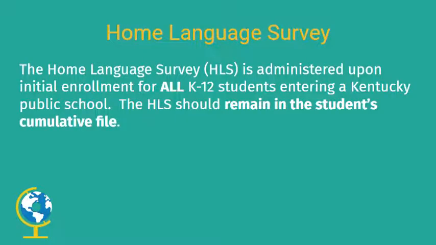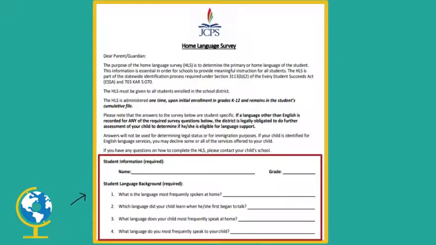All local school districts are required to administer a home language survey, also known as HLS, to all students enrolling in a Kentucky school for the first time. The home language survey is administered one time upon initial enrollment in grades K through 12 for all students and remains in the student's cumulative file. The home language survey helps identify which students are potential English learners and who will require further assessment of their English language proficiency to determine whether they are eligible for language development services.